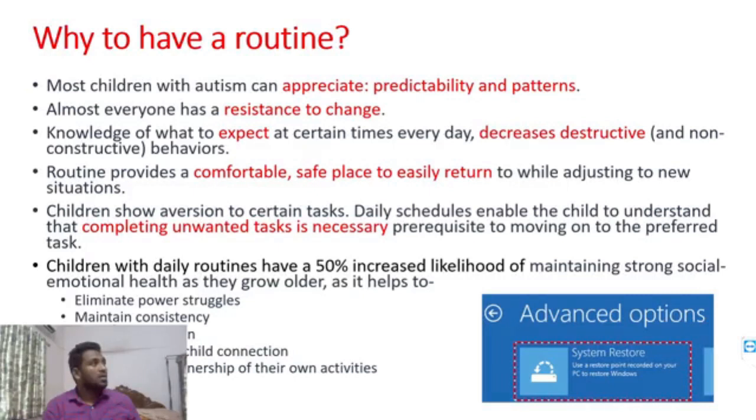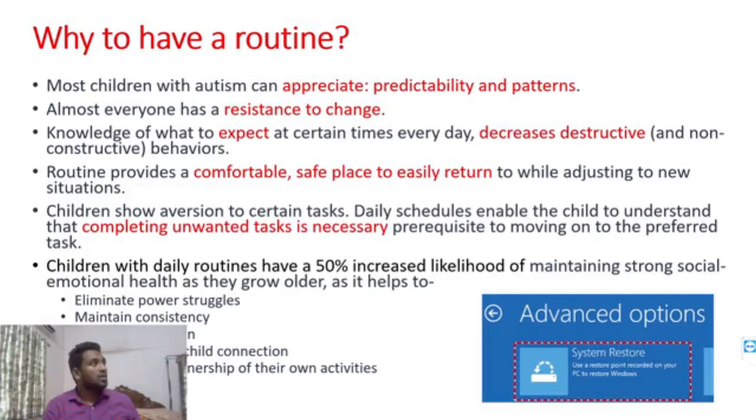If you know all the steps and somewhere it goes wrong, you can go back to the safe place. Like when you are recovering Windows on your computer, you remember that 3 days back my system was working fine, so you go to system restore to 3 days back. Same way here, if there is a routine, the child knows, okay, I went wrong at this step, and he can go back to the step where he was right. Okay, so different researchers say that children with fixed daily routines have a 50% increased likelihood of maintaining strong social emotional health, and it also helps in eliminating power struggles.